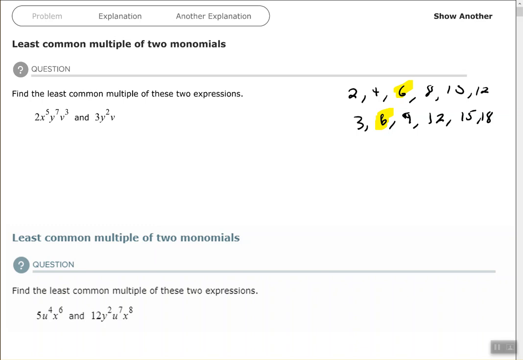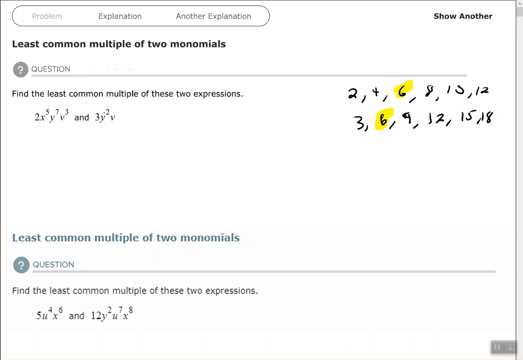All right, so when you're finding the least common multiple, especially when you're looking at variables, every variable must be represented at least one time. If you have, in this case, two terms, and both terms have that one particular variable, you use the highest exponent for the least common multiple. So every factor must be represented. Okay, so the least common multiple for 2x to the 5th, y to the 7th, v to the 3rd, and 3y squared v.